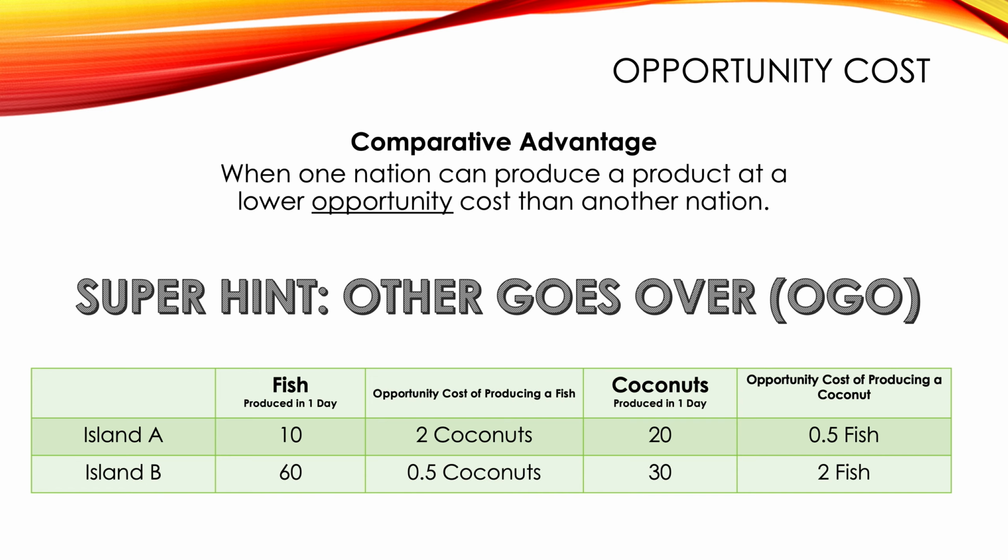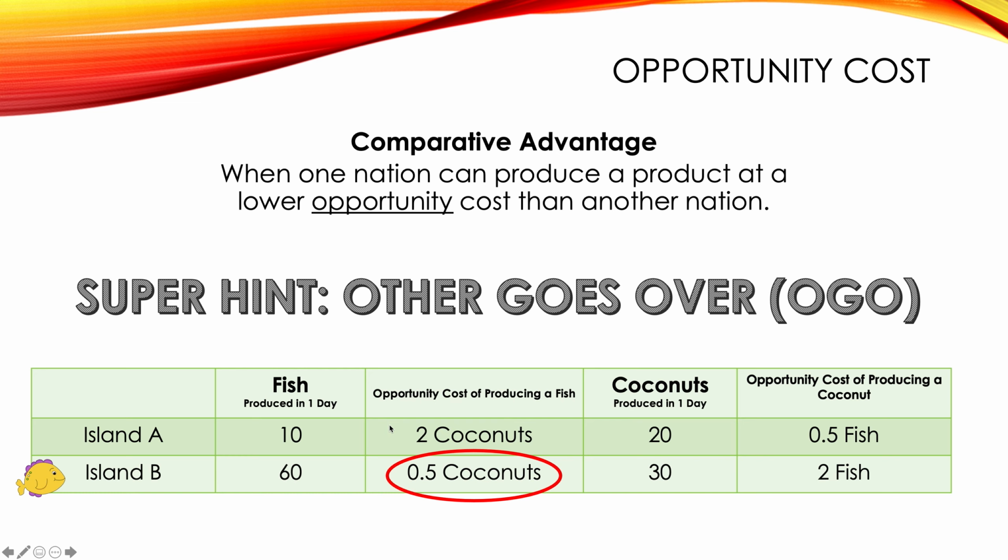So let's take a look here. Which island has the comparative advantage in producing fish? All right, let's take a look. Island A's opportunity cost of producing a fish is 2 coconuts. They have to give up 2 coconuts to produce 1 fish. Island B has to give up half a coconut to produce 1 fish. Whose opportunity cost is lower? Well, that would be Island B. So Island B has what we call a comparative advantage in producing fish because they can do it at a lower opportunity cost. 1/2 is less than 2.